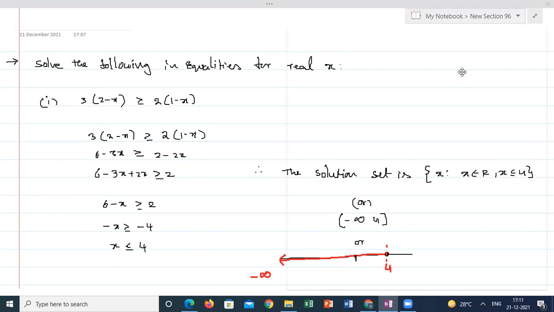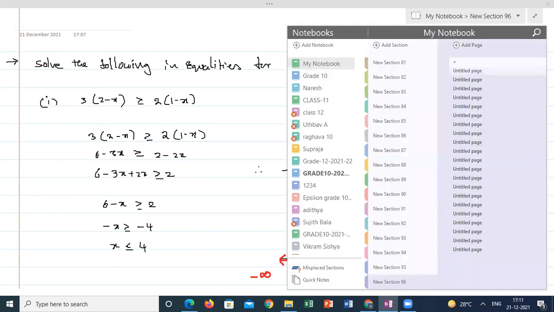Next question is (2x minus 1) divided by 3 greater than or equal to (3x minus 2) divided by 4 minus (2 minus x) divided by 5. Try to solve this question. 2 minutes time.